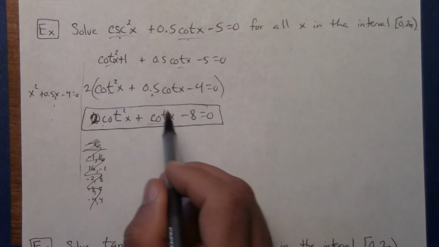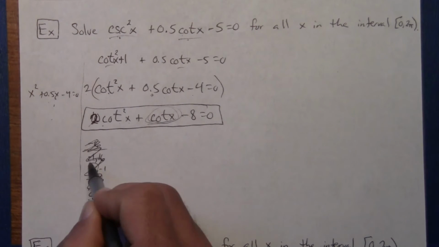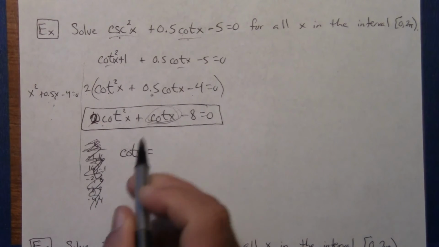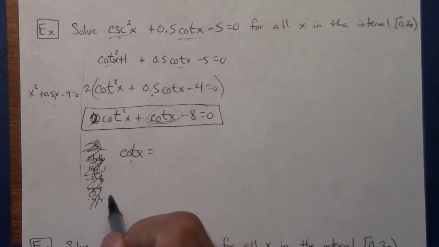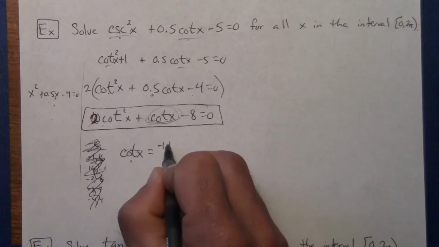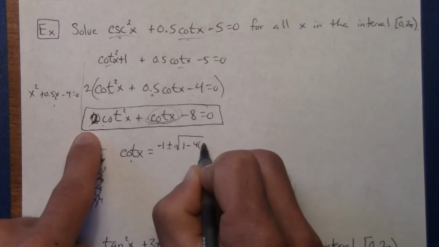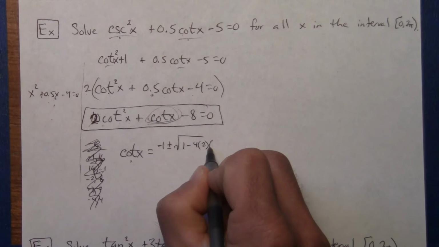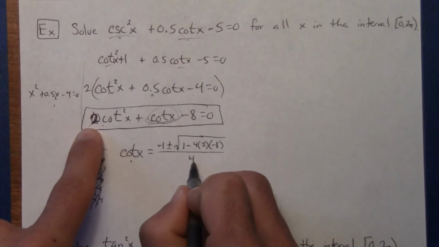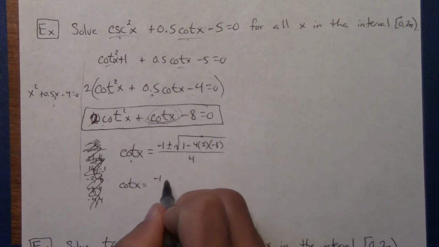The only difference is, if it was just x, we would say x is equal to negative b plus or minus. Well, it's now going to be cotangent x is equal to negative b plus or minus. So nothing is changing for the most part other than this isn't just an x. So cotangent x is equal to the opposite of b, which is 1, so negative 1, plus or minus the square root of 1 minus 4a, which is 2, times c, which is negative 8, all over 2 times a, so 4. And now just continue to simplify like you would for any other quadratic.